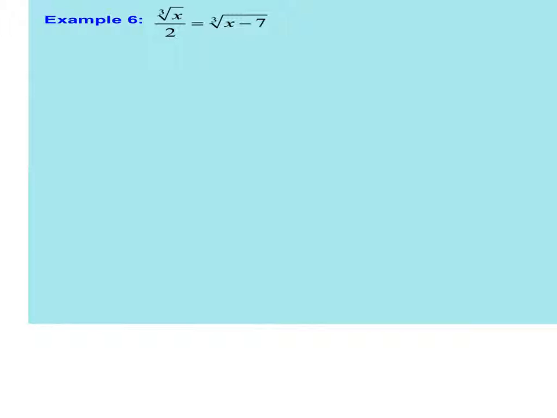Okay, last example here, we need to do one with a cube root. The idea is the same, that we want to isolate a cube root on one side of the equation, and then we want to go ahead and cube both sides. So in this case, we have a cube root on both sides of the equation. So one being already isolated on the right-hand side.